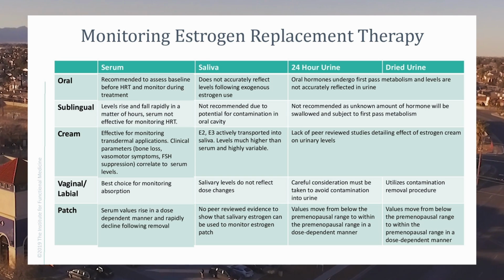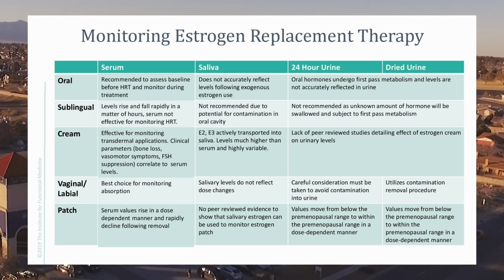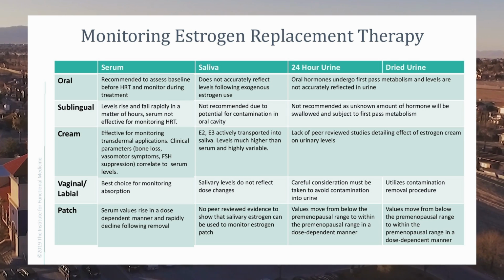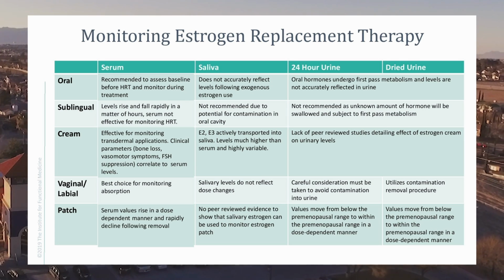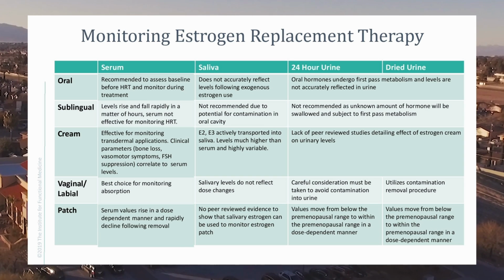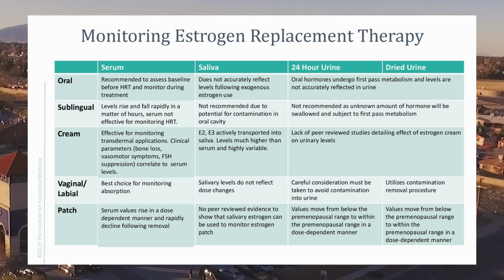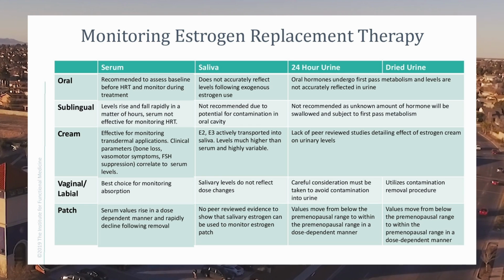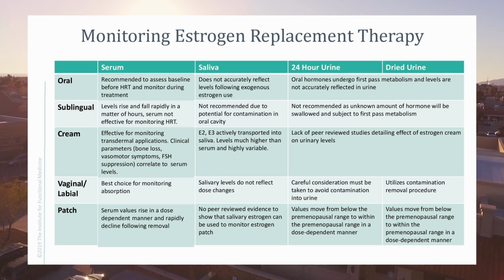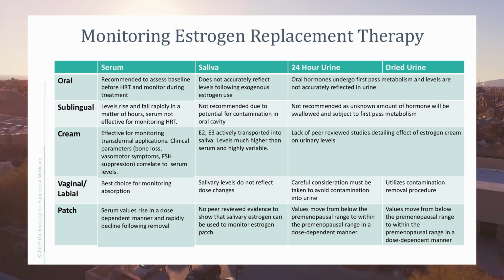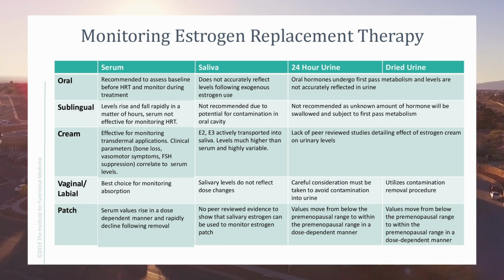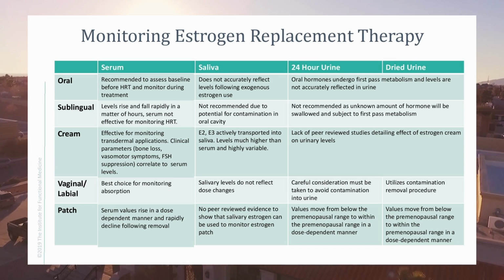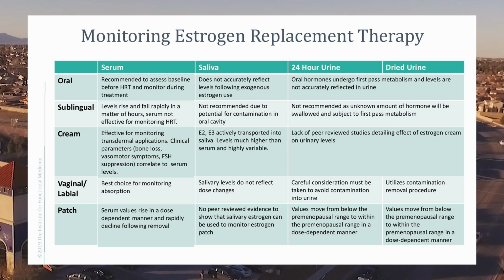Now, if you're using estrogen creams, serum testing can be effective. And we do know that there are clinical parameters that correlate to the serum levels when you're using estrogen creams. And so you can do that. In saliva, estradiol and estriol are actively transported into the saliva. The levels are way higher than you would see in the serum, and they're highly variable. So salivary levels for creams really don't make a lot of sense. And there's not really any good peer-reviewed studies detailing the effect of estrogen cream on urinary levels. So probably not a great idea to use urine levels for someone who's using estrogen creams of any kind.